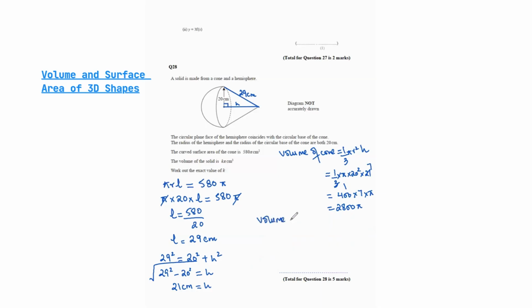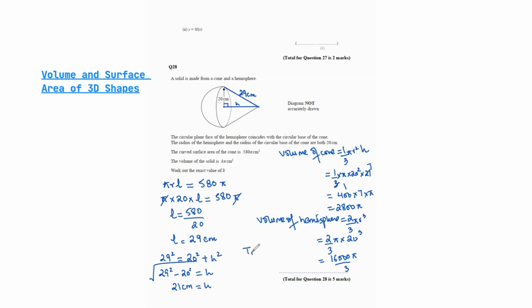Volume of hemisphere is going to be 2 over 3 pi r cube. Why 2 over 3 pi r cube? Because sphere is 4 over 3 pi r cube. Half of that is 2 over 3 pi r cube. That's 2 over 3 pi times 20 cube. So 20 cube is 8,000. 8,000 times 2 is 16,000. So 16,000 pi over 3.